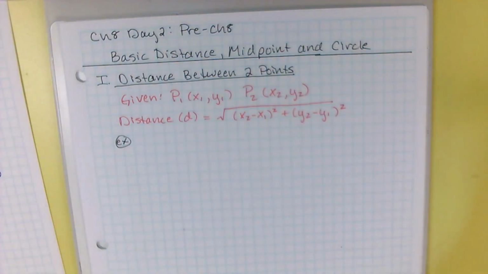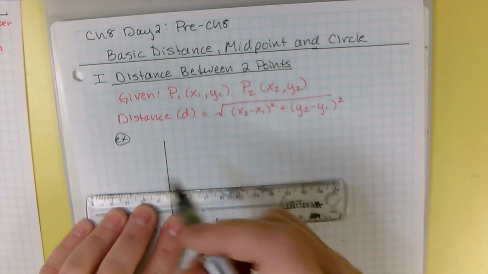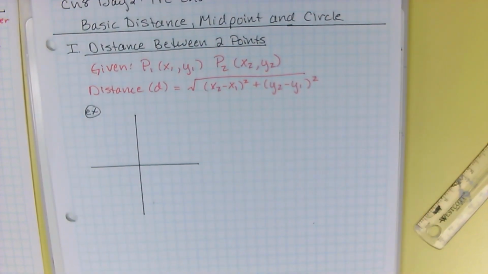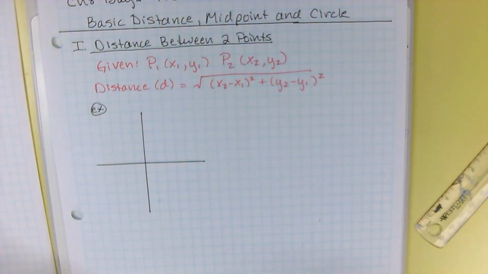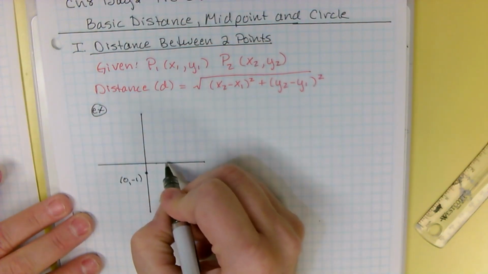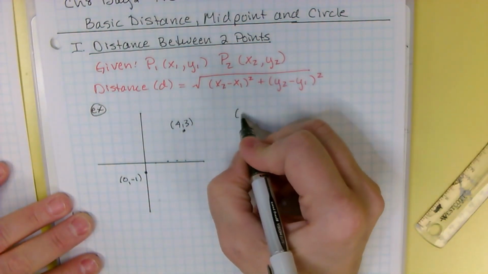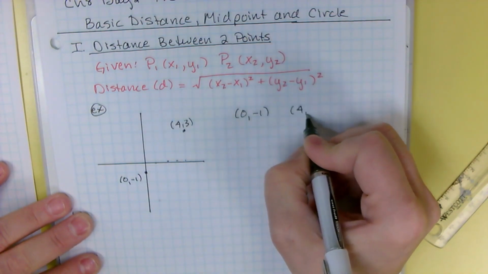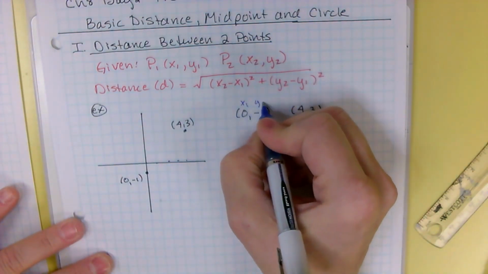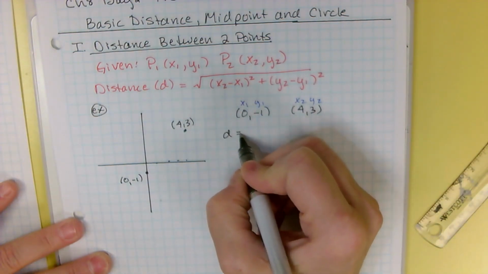So let's do an example. And some of your problems will show points on an axis. Others of them will show points that are on a graph. It doesn't really change your approach. So let's say that one point is 0, -1, and the other one is 4, 3. So first thing you do is write your points down, 0, -1, 4, 3, and then you designate x1, y1, x2, y2, and then we put them into our formula.